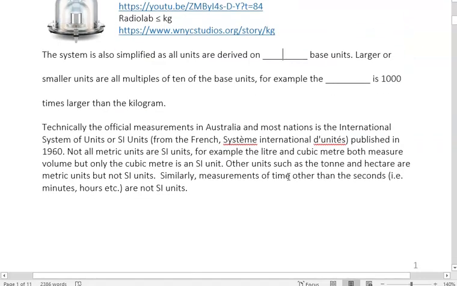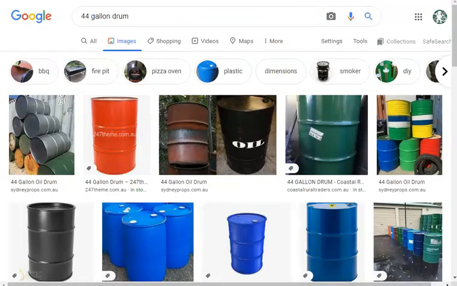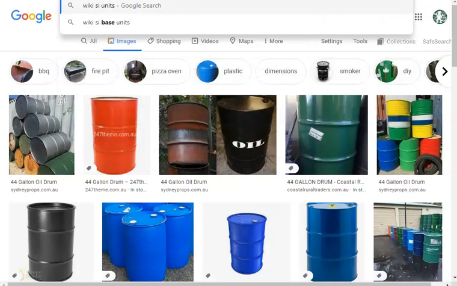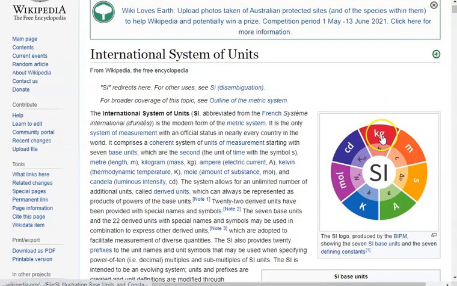This system is also simplified as all units are based on seven base units. I'll show you quickly what those base units are. If we go to Wiki SA. These are the seven base SI units. We really only focus on these three: kilograms, meters, seconds, what we sometimes call the KMS units. We do talk about amps when we talk about Ohm's law and those sorts of things. And it's important to know that Kelvin is the SI unit for temperature, not Celsius.